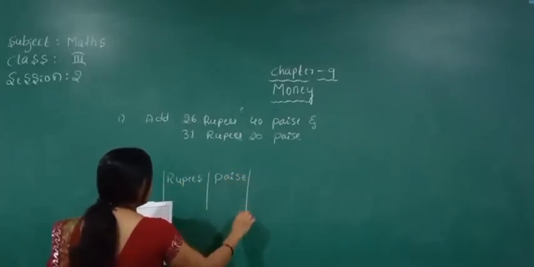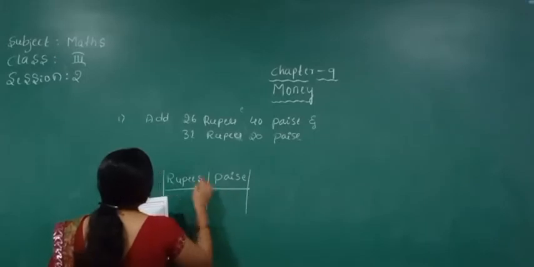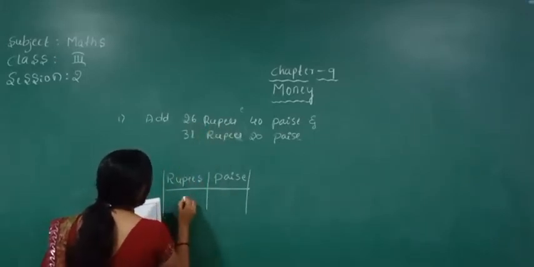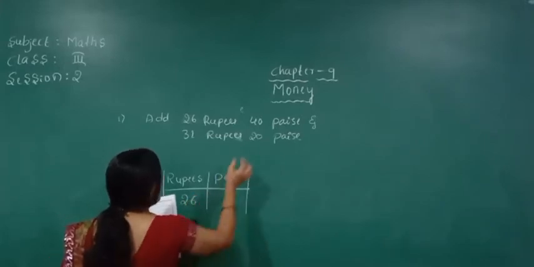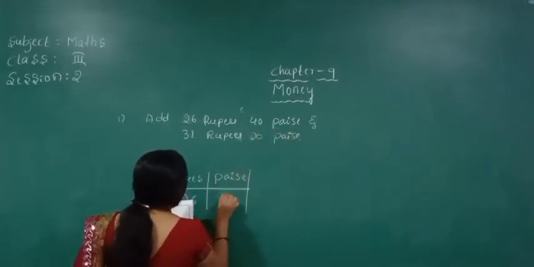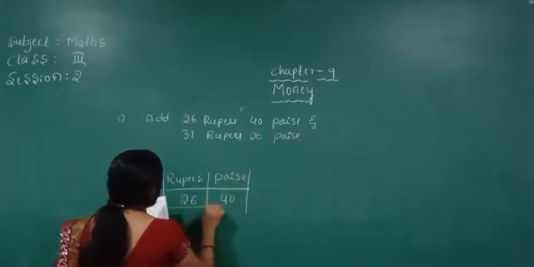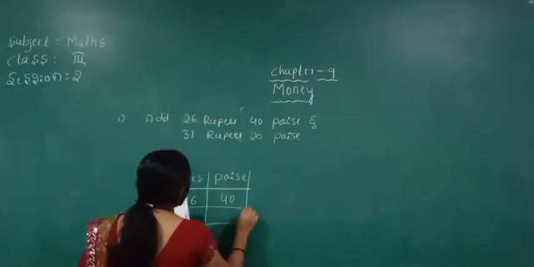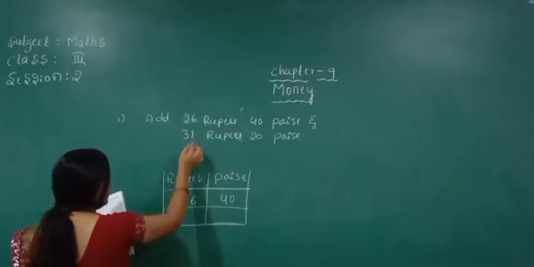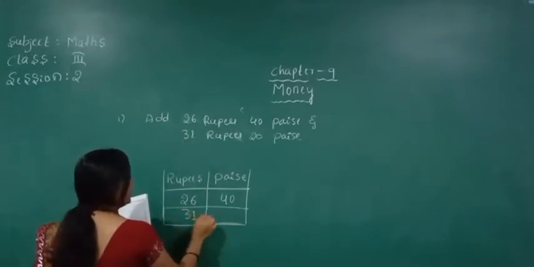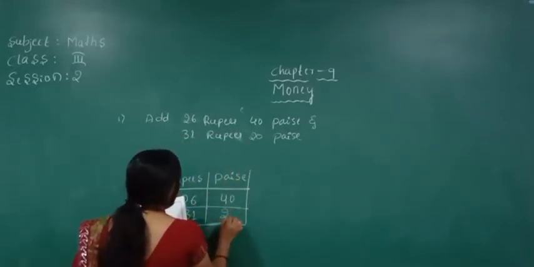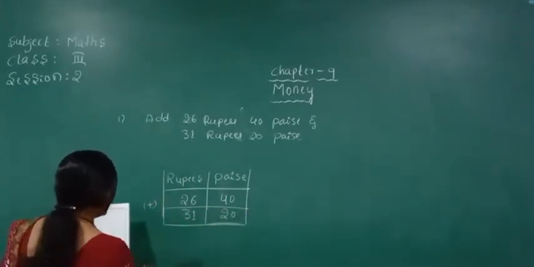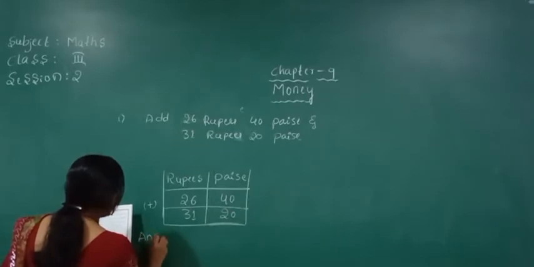First we write the first one, 26 rupees. In the rupees column we write 26, and in the paise column 40 paise. This is the first row, and the next row is 31 rupees plus 20 paise. Both we will add now, and we will write the answer here.